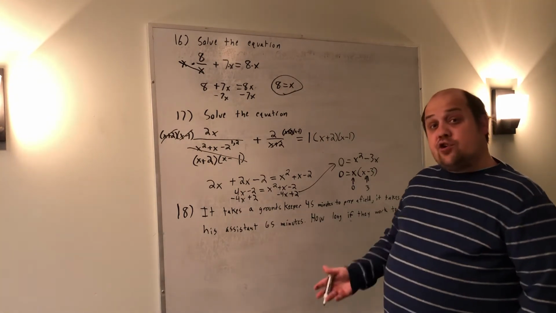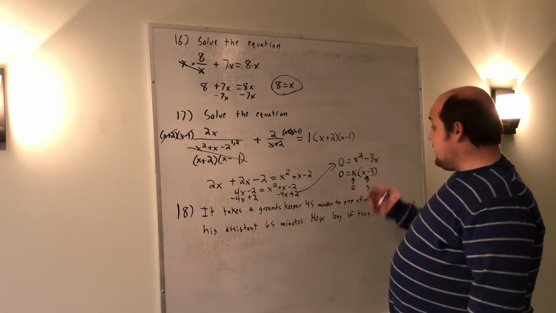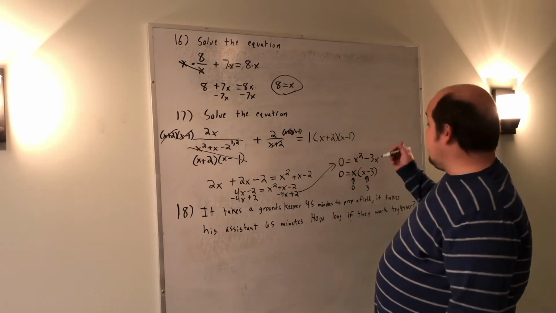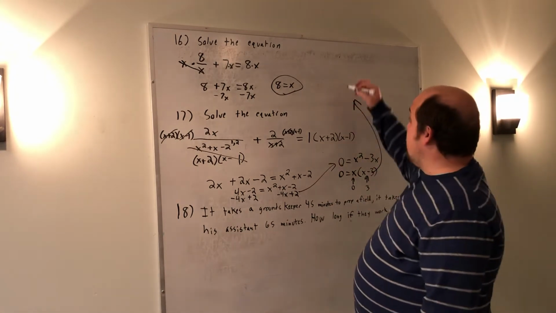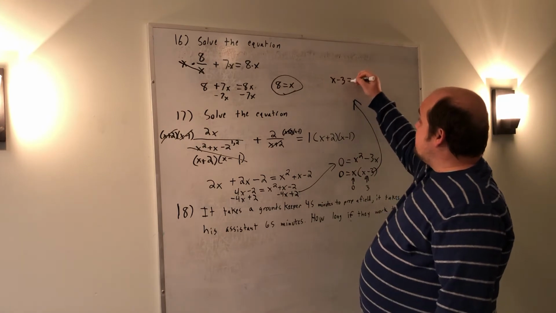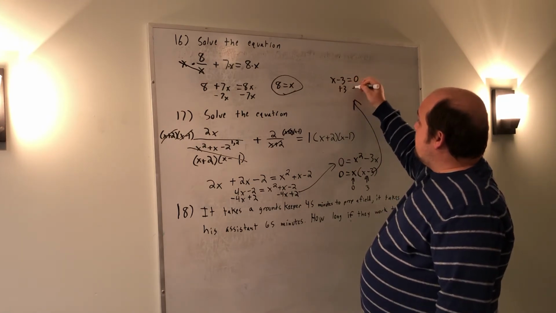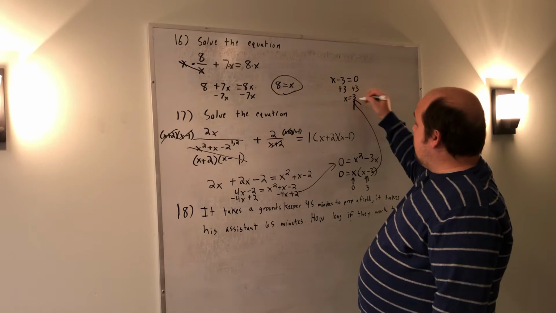If you're ever not sure what makes a factor 0, take that factor and set it equal to 0 and solve. So if, for instance, I wasn't sure what made x minus 3 0, I could set up x minus 3 equals 0, add 3 to both sides, and get my answer of x equals 3.